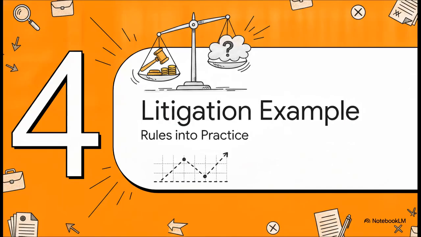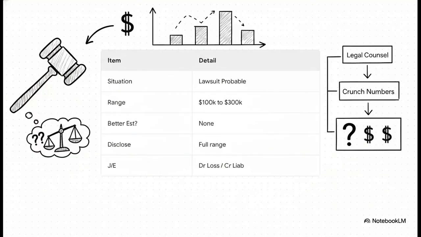Let's look at Section 4, our litigation range example, putting these rules into practice. Let's imagine your company gets slapped with a messy patent infringement lawsuit. You call up your legal team and they tell you that a loss is unfortunately probable. They crunch the data and estimate the damages will land somewhere in a range between $100,000 and $300,000. But, and this is the kicker, they cannot pinpoint any single amount in that range as a better estimate. It's totally a coin toss between $100K, $200K, or $300K.